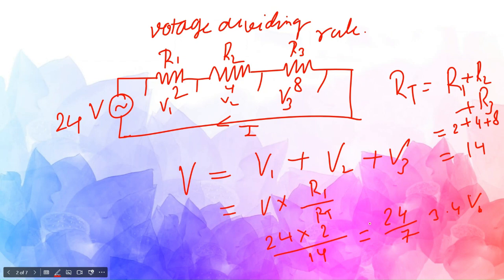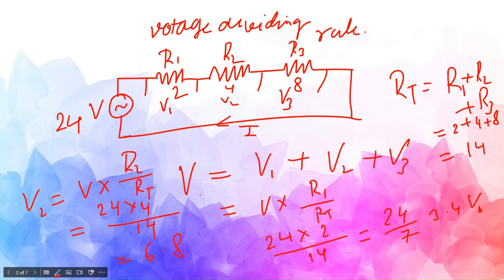Similarly, we can find out what is V2. So let me do it here. V2 equal to V into R2 by RT. That is equal to 24 into R2, which is 4, by 14. Right. So it is becoming 6.8.